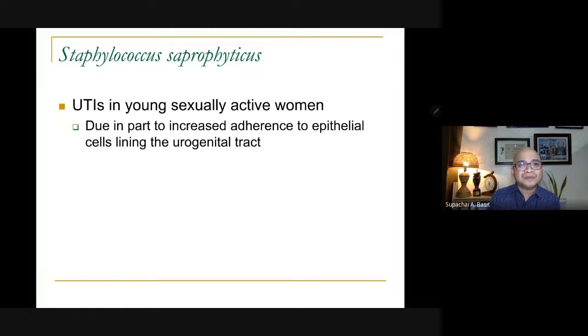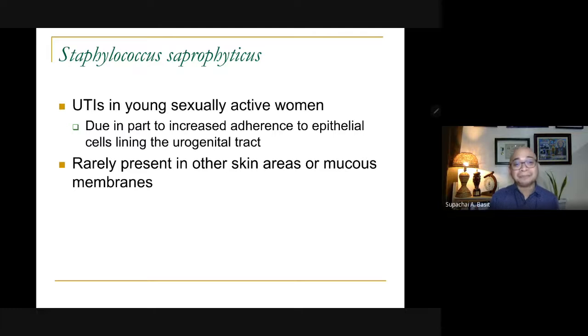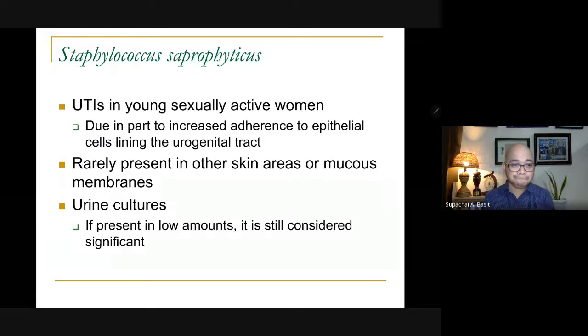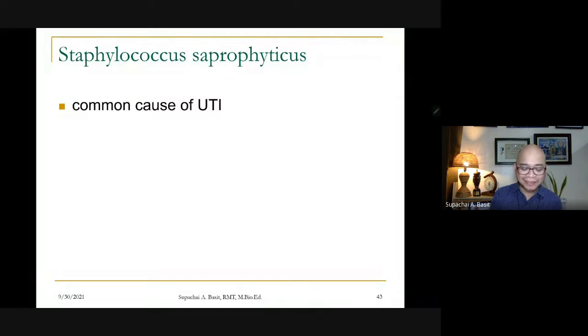Staphylococcus saprophyticus is another one that is implicated in UTI among young, sexually active women. It is due to the fact that there is an increased adherence to epithelial cells lining the urogenital tract. It is rarely present in other skin or mucous membranes. Usually it's a urogenital tract flora. That's why if found in urine, it is something that is significant. Urine culture is significant even if present in low amounts. So even if there is only a little in the urine culture, Staphylococcus saprophyticus is considered significant.